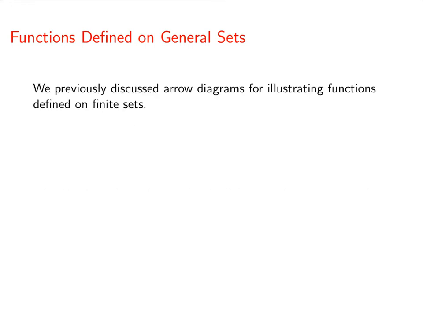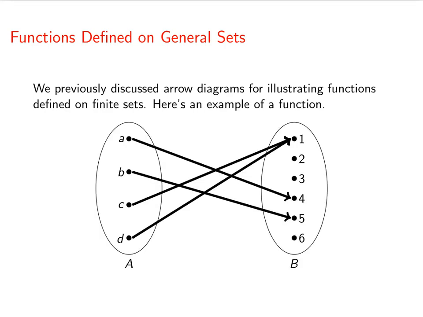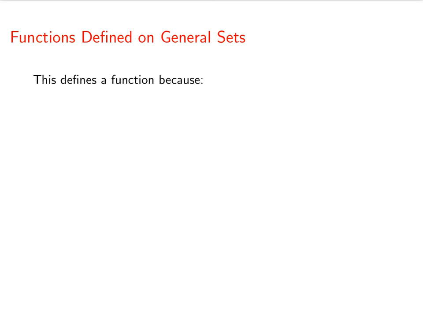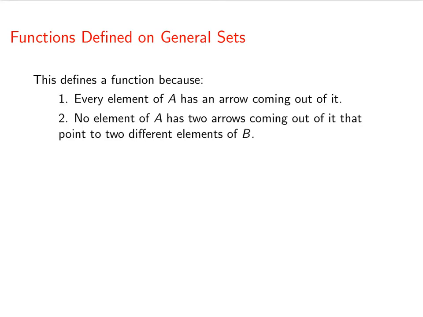Now I've talked about arrow diagrams for illustrating functions defined on finite sets. All right, so here's an example of an arrow diagram. Now this particular arrow diagram defines a function because, first, every element of A has an arrow coming out of it, and second, no element of A has two arrows coming out of it that point to two different elements of B.